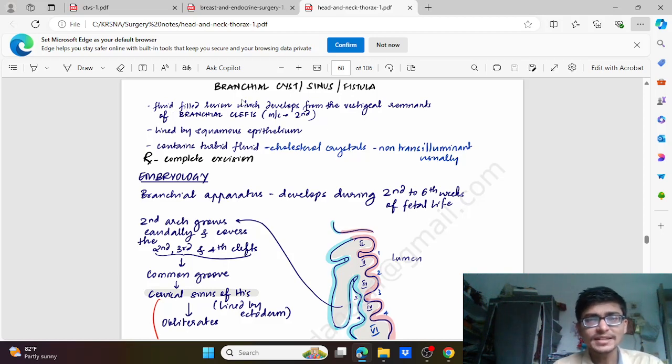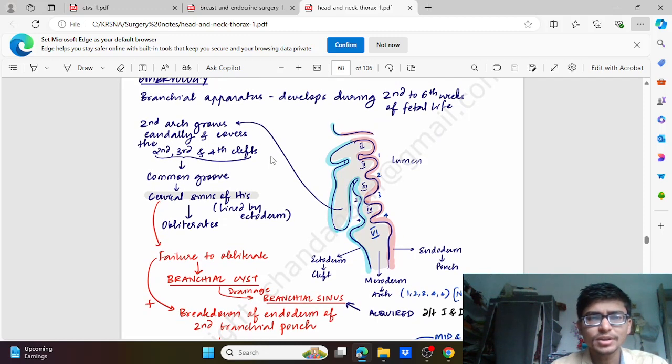So the branchial cyst or sinus or fistula. These cysts are fluid filled lesions which develop from the vestigial remnant of the branchial cleft, that is the embryological remnant. They are lined by squamous epithelium and contain turbid fluid which may contain cholesterol crystals, and are generally non-transilluminant. Treatment will be complete excision of these lesions. So we'll see the embryology.